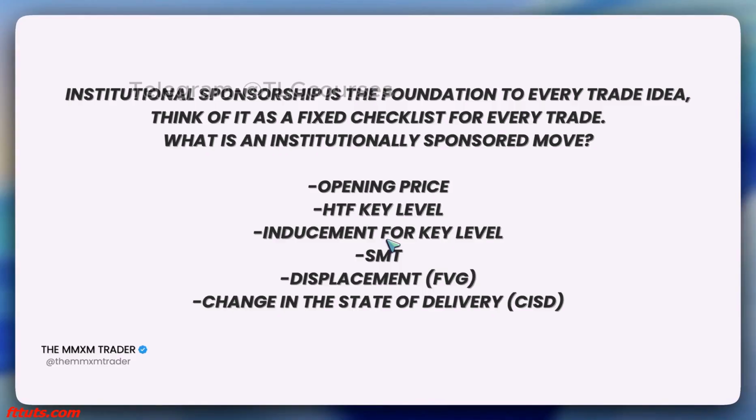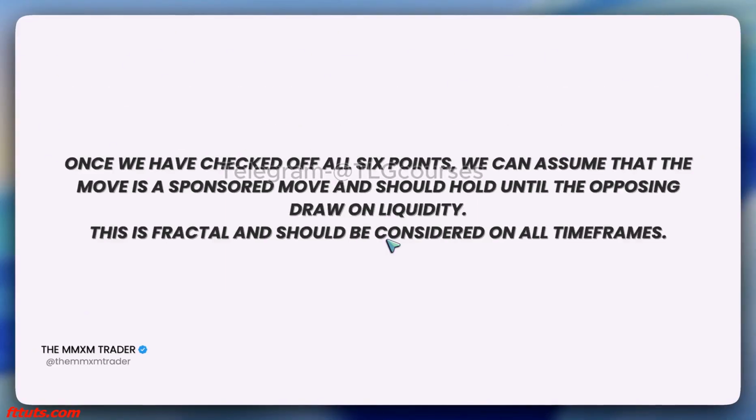We have to have the opening price as a reference, right? Selling above, buying below, a high time frame key level, inducement for the high time frame key level. So if it's a bullish key level, we want to see a short-term low just above it or around it. And if we're bearish, we want to see a short-term high just below it or around it, right? We want to see SMT, displacement away from the key level, fair value gap, and a change in the state of delivery, the order block confirmation, or an IFVG getting confirmed, right?